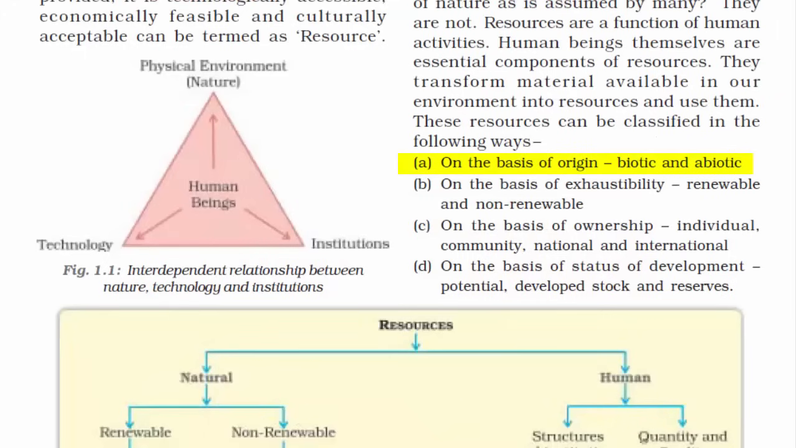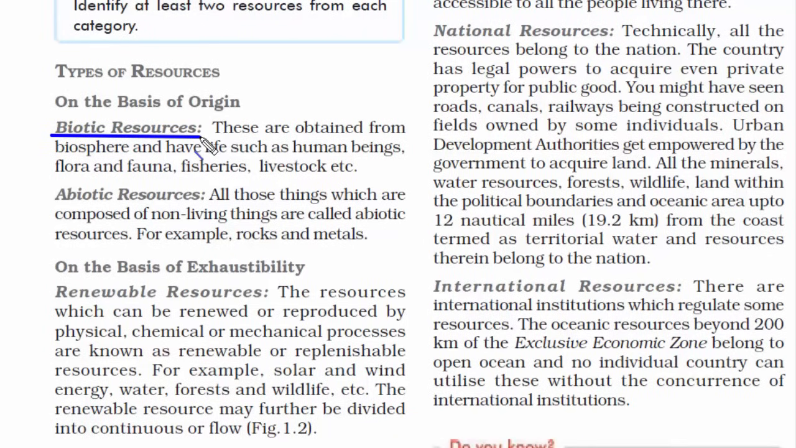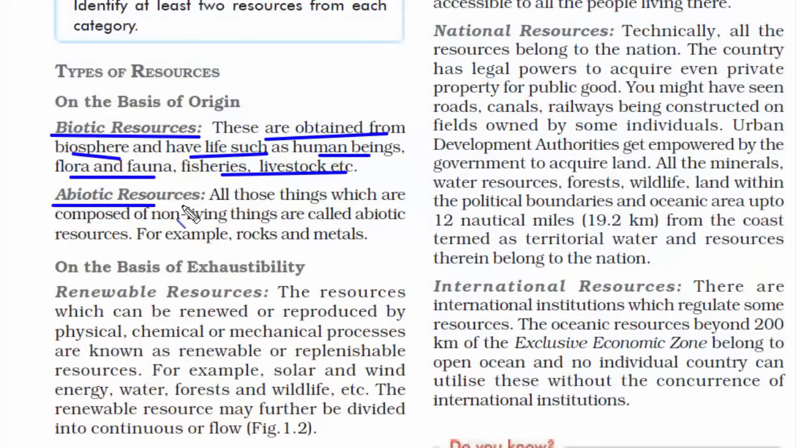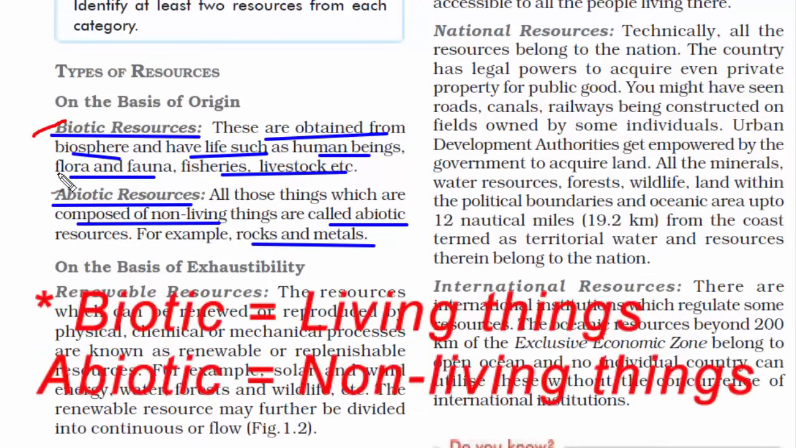So the first classification is on the basis of origin, that is biotic and abiotic. So what are biotic resources? These are obtained from biospheres and have life, such as human beings, flora and fauna, fisheries, livestock, etc. The meaning of biosphere itself means where the living organisms exist. And then coming to abiotic resources, all those things that are non-living things, they are called abiotic, like rocks and metals. So biotic means living organisms and abiotic means non-living things.